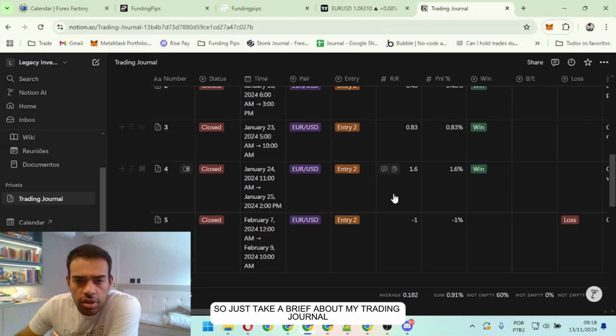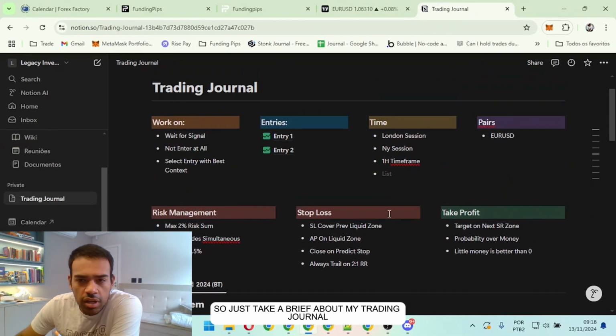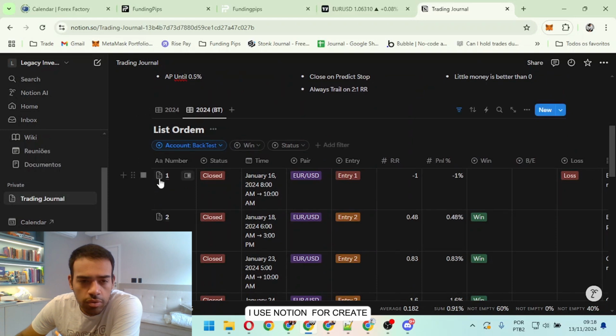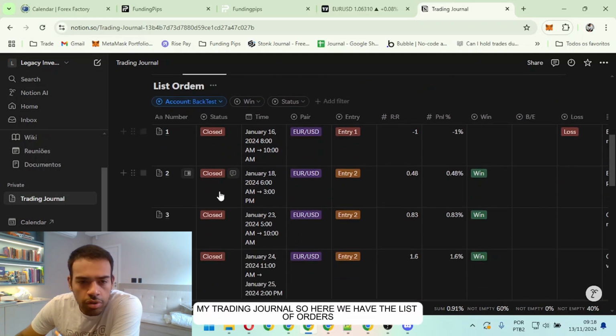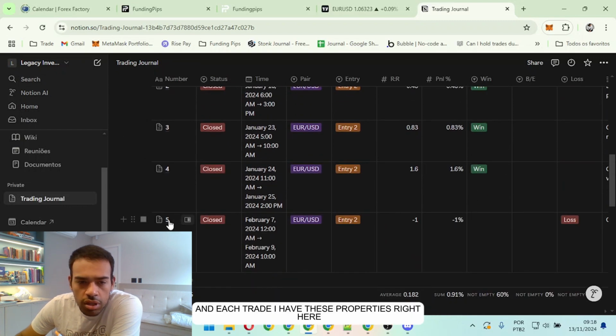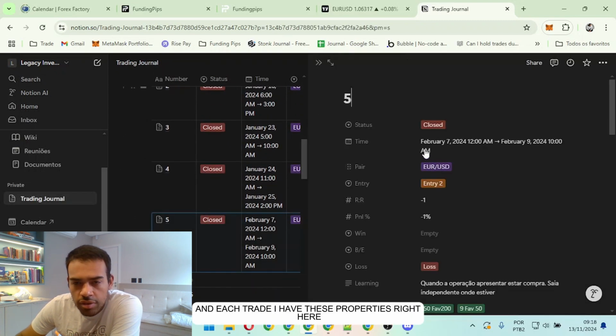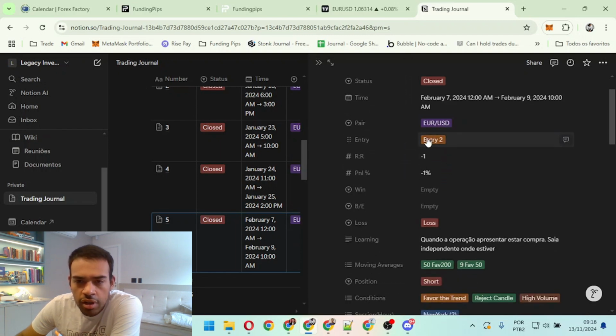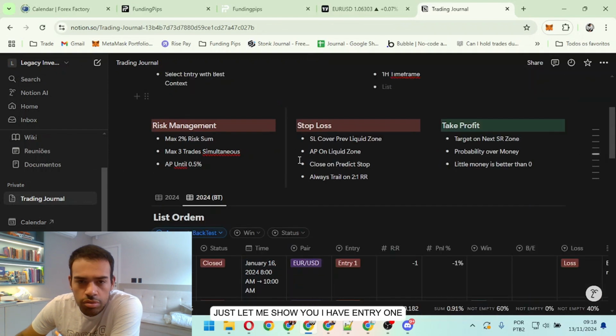So just a brief look at my training journal. I use Notion to create my training journal. Here we have the list of orders, and for each trade I have these properties right here. I put the start time and end time, and the pair. I have two types of entries. Let me show you.